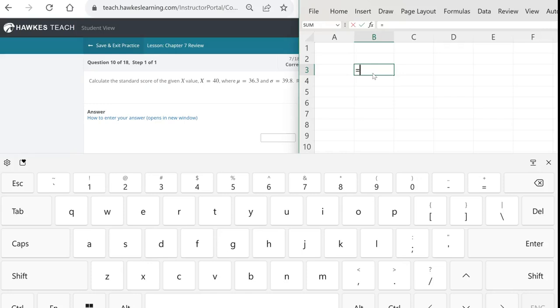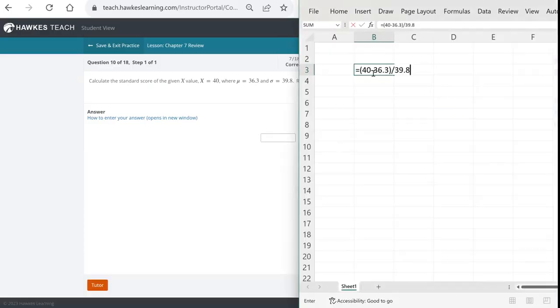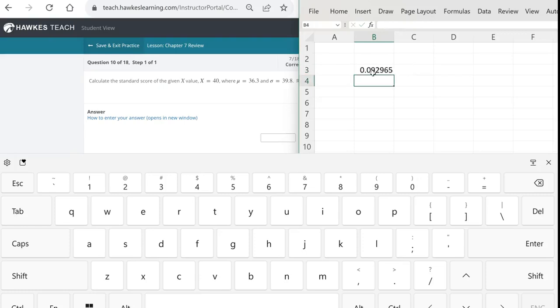So I'm going to start my parentheses, and I'm going to say my 40 is my x value, subtracting my mean, which is 36.3. I'm going to close that parentheses, divide by my standard deviation, which in this case is 39.8. That might be an error on their part because that standard deviation looks pretty huge. Okay, so I'll go ahead and enter this, and I've got a standard score, or a z value as I usually call them, of 0.09. So that just means that we are super close in terms of standard deviations to our mean.